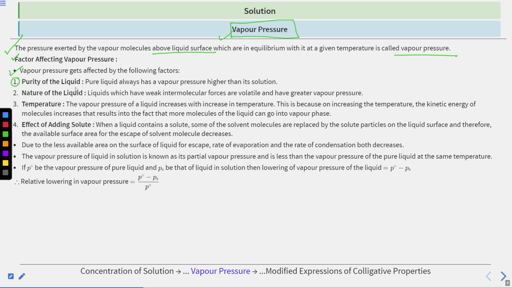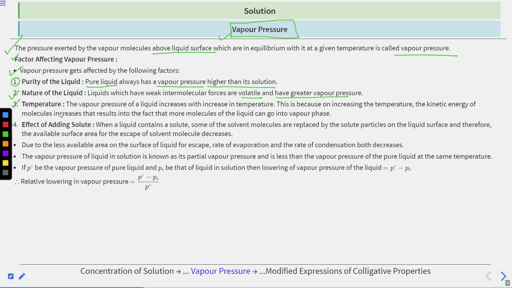So vapor pressure gets affected by the following factors. Number one, purity of the liquid. So pure liquid always has a vapor pressure higher than its solution. So if we have any kind of pure liquid, no mixture, then it has a vapor pressure higher than its solution. And second factor is nature of liquid. So liquids which have weak intermolecular forces are volatile because their particles can easily escape from the surface of the liquid and have greater vapor pressure. So their vapor pressure is greater. So nature of liquid will also affect the vapor pressure.